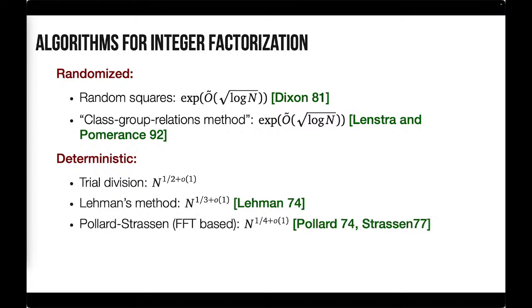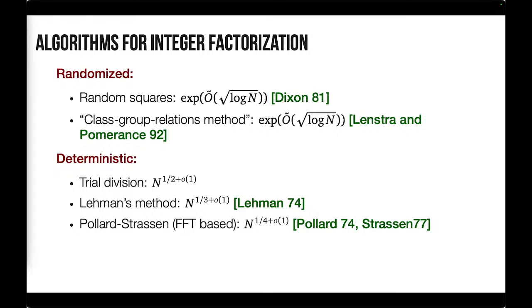And this was quickly improved. Two different algorithms that are very similar, one by Pollard, one by Strassen. It's sort of a baby step, giant step thing, if you know what that means. If you don't, then it doesn't matter for now. And we use FFT to speed it up. So you get n to the 1/4.